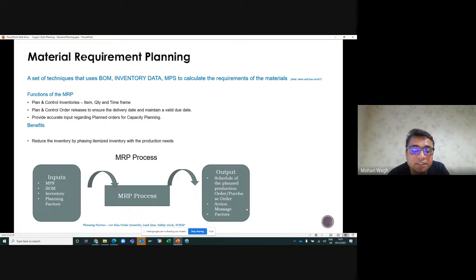And then we also need to consider the scrap factor, because when we produce goods, scrap certainly happens. Some of the components are likely to scrap a bit depending upon the capabilities of the machines or the labor.